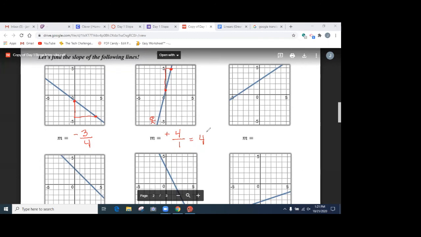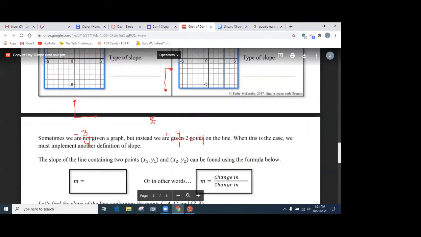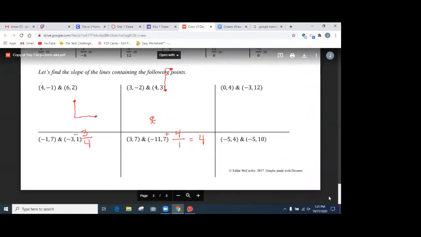All right, we're going to get a lot more work on this kind of slope. And so for today, I'm going to go ahead and move into another part of slope. So we're going to stop right there with those, and we are going to move all the way down to this right here.